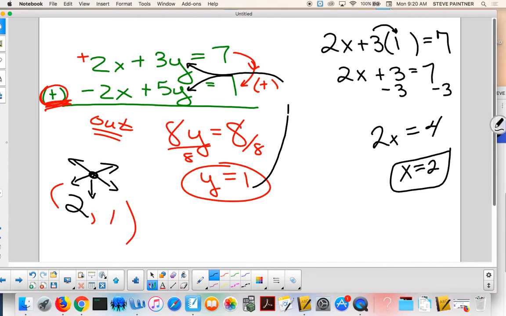elimination. Was this problem considered easy? Yes. Why? This is already done. I already had opposites, and if I have opposites, it's the easiest problem I can give you. Easiest. So when isn't it easy? When you don't have opposites. Such as example 2. Okay, go to example 2 now.